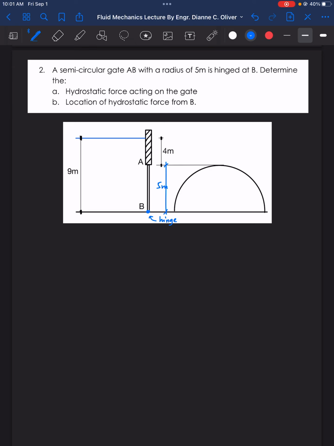So where is the liquid located? In the figure, you can locate the liquid at the left side. Therefore, our hydrostatic force is here, F, at the center of pressure. So what's the F here? For letter A, we have the formula force is equal to gamma HC A.